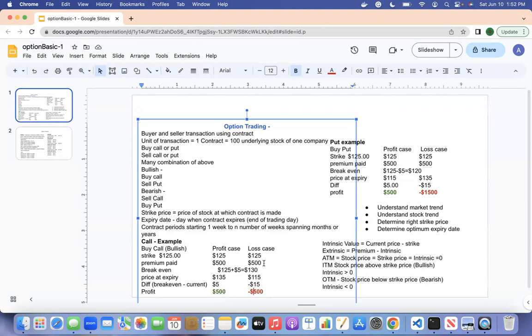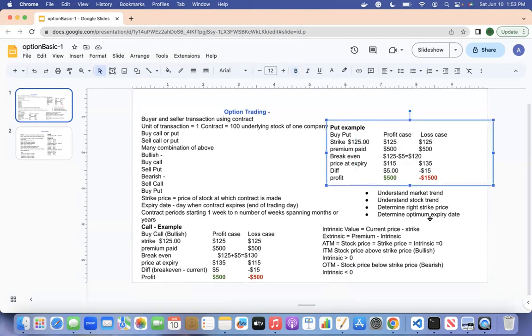But as I said, the $500 loss potential and a lot of potential for your profit. So that's buying a call. Similarly, buying a put is the opposite direction of trade, a bearish trade. In this case, you are thinking Apple stock will go down, and I'm taking Apple as an example. It could be any stock, right?